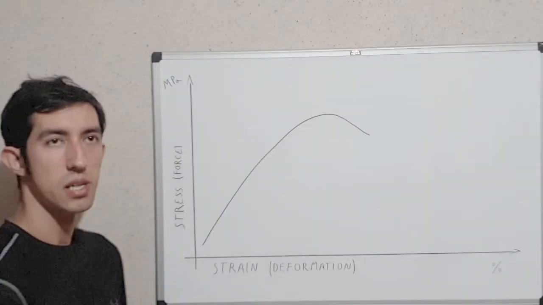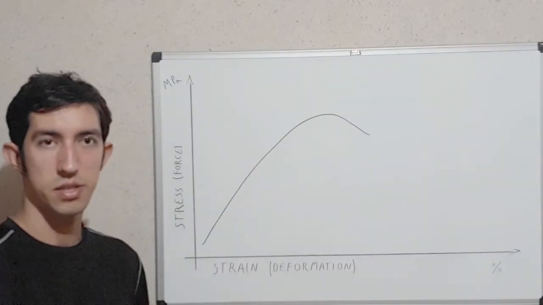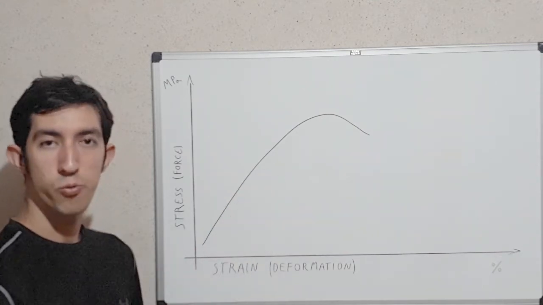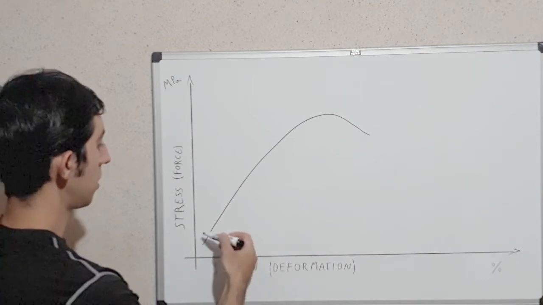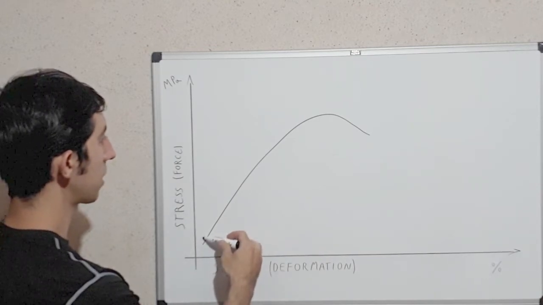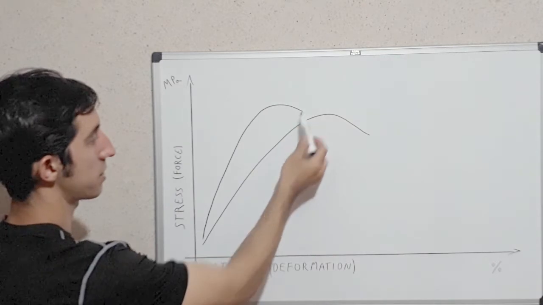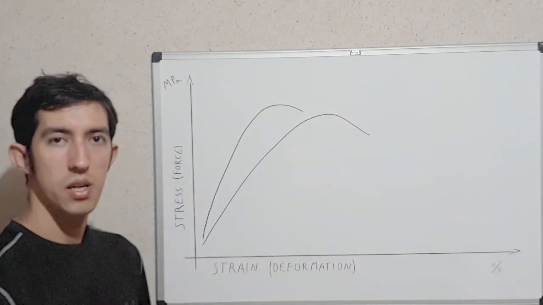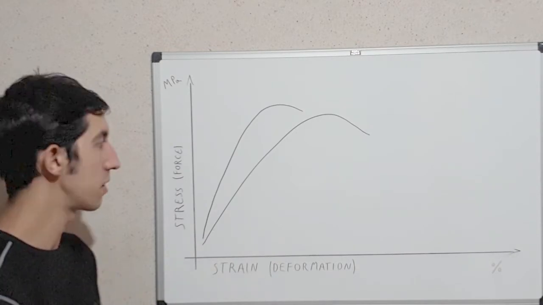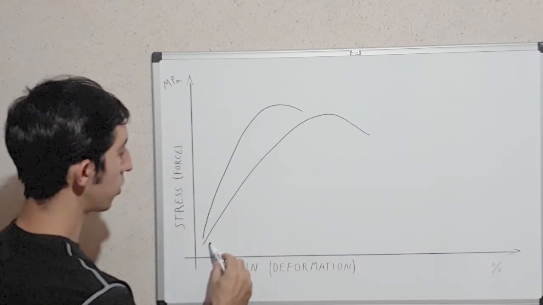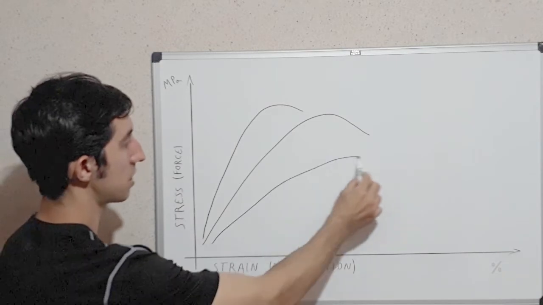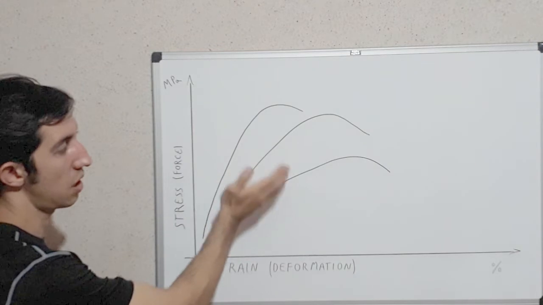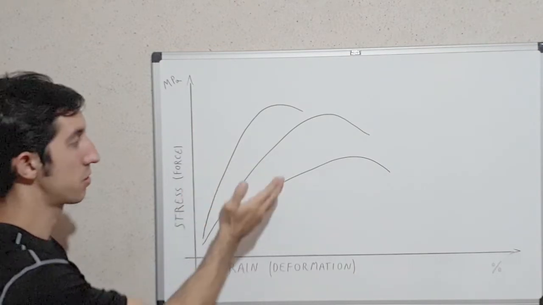The curve can be in different places based on the temperature. Let's say that this is a piece of steel and we freeze the steel. So the curve will be more in this direction. If we heat this piece of steel, the curve will be more in this direction. So you can alter the position of the curve based on the temperature.